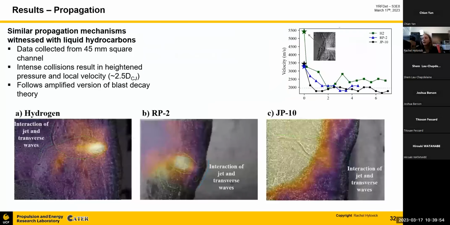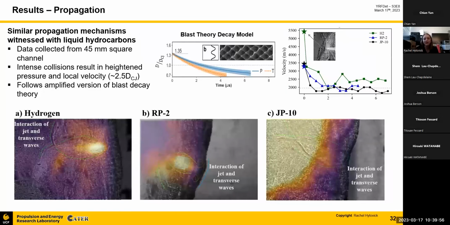So then we went and we repeated this with the liquid fuels. So this is all in the square channel, but this is RP2 and JP10 with the chemiluminescence overlays. And we were seeing the same thing. So whenever we had these jets, we were seeing this super high velocity. In the case of the liquid hydrocarbons, we were seeing about 3,500. And in the case of the hydrogen air, we were seeing about 5,500. Like I said, this was 3-dimensional. So when we were seeing this, this likely was more than just 2 shocks colliding. This is likely 3 or 4 shocks colliding at once.